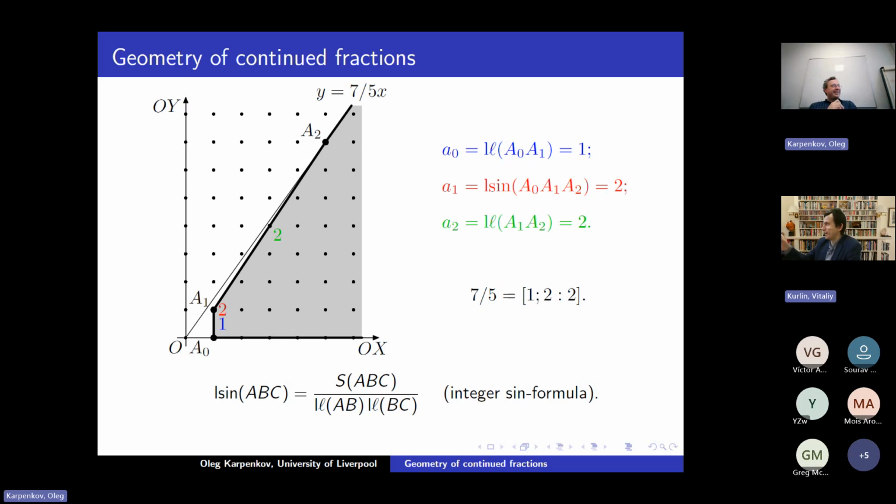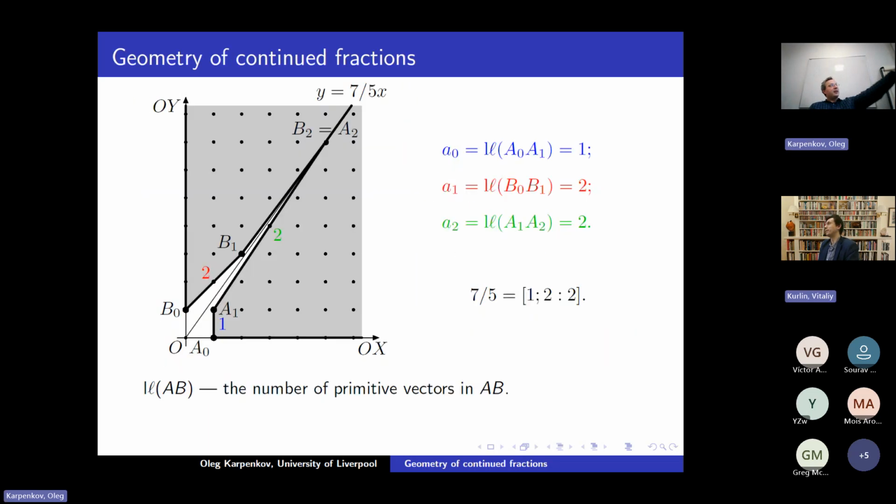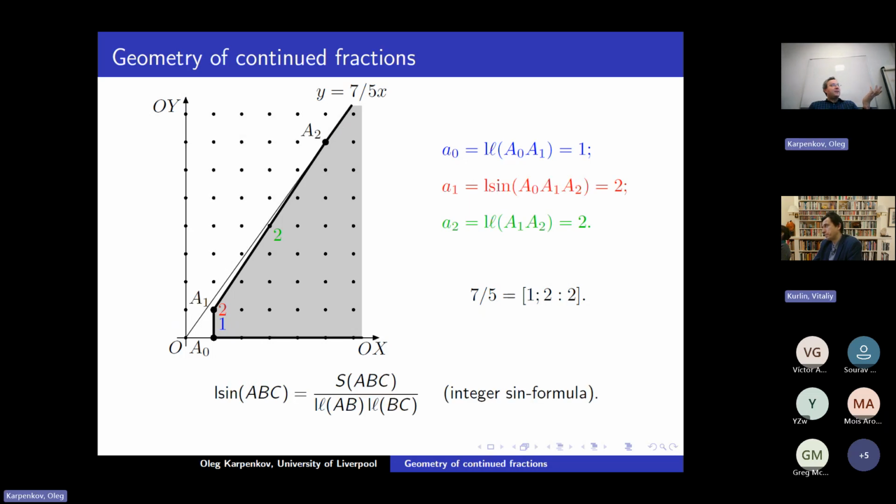The length L of AB is the integer length of AB. It's the number of elementary segments there. This is integer length. We have discussed them before. Because otherwise you will have rational numbers, sorry, you will have numbers below 1. And here you have just integers always.